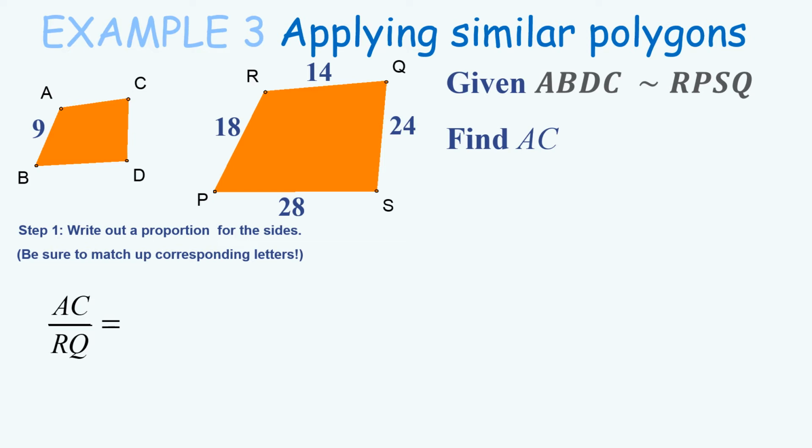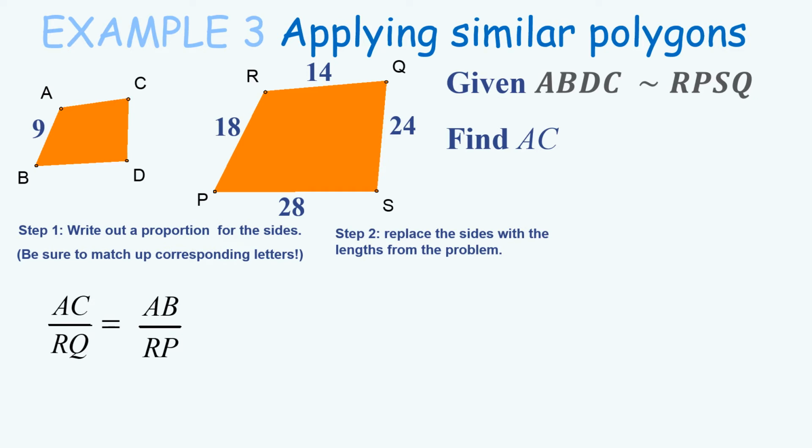RQ is 14. So these ratios are going to be proportional, so they must be equal to the corresponding sides. I need to know both lengths, because in a proportion I have 4 values, and out of the 4 values I need to know 3 to solve the proportion. I'm going to relate it with the ratio AB and RP. So this will be equal to AB over RP. And in the next step, we're going to solve it. Like I mentioned before, AB is 9 and RP is 18.